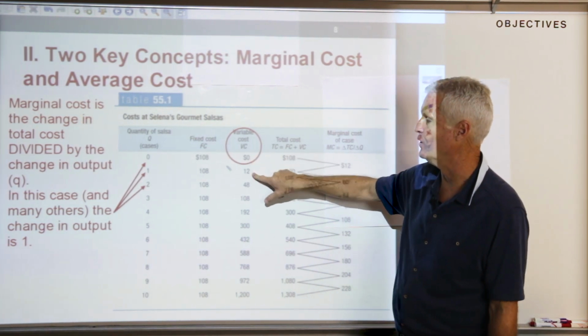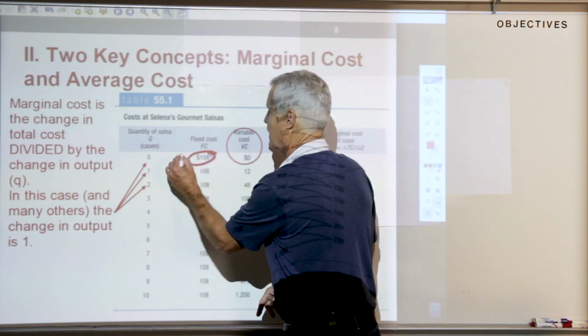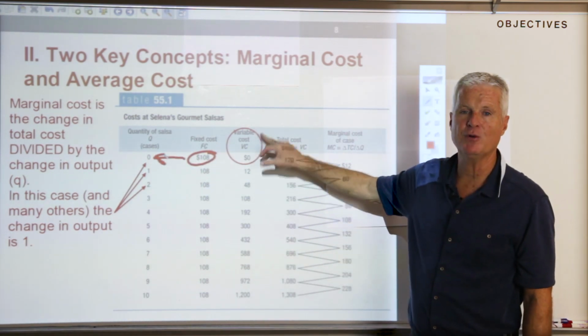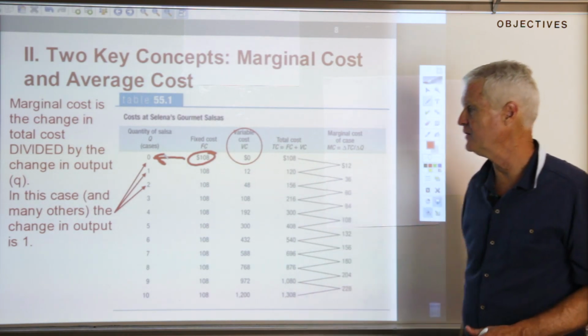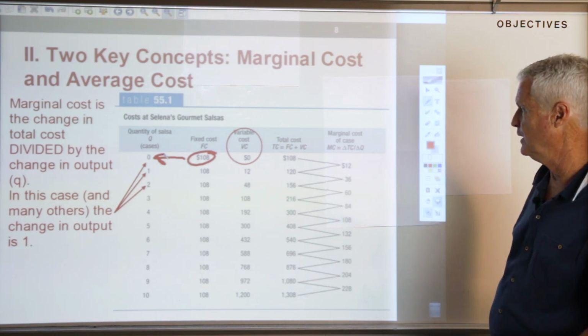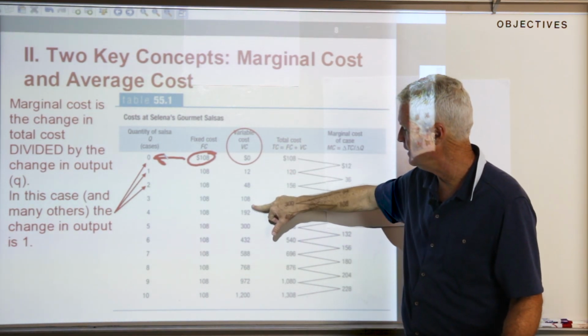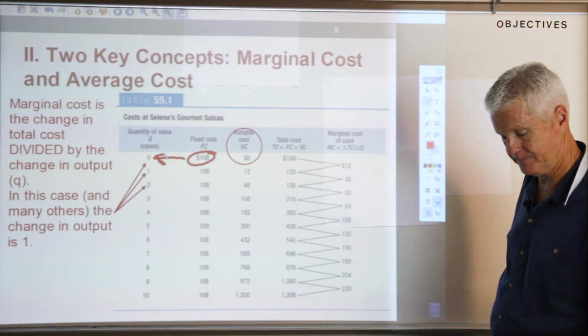But if I want to make 1 unit, my fixed cost is $108 for 0 units, right? There's 0 units. Still $108 no matter what. My variable costs only go up for each unit I produce. And you can see they go up by different, varying amounts, right? 12, 48, 60, 84, and so on. They keep going up.